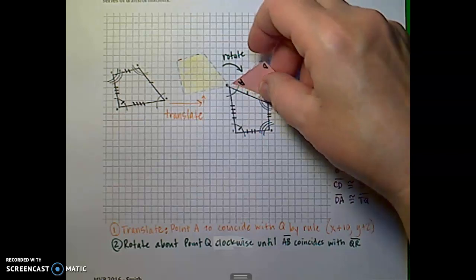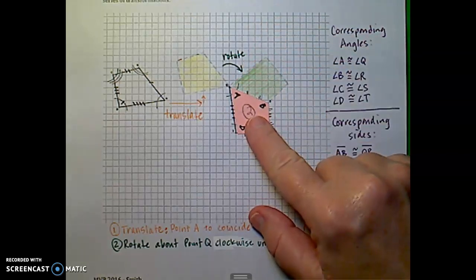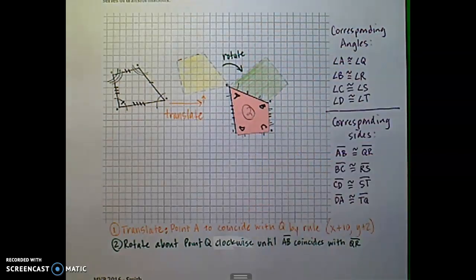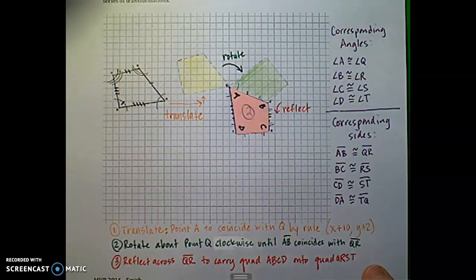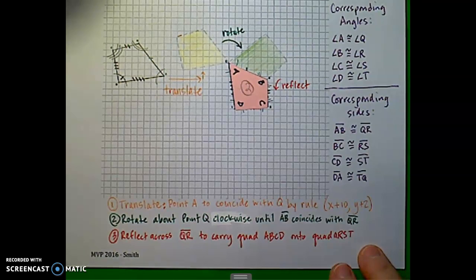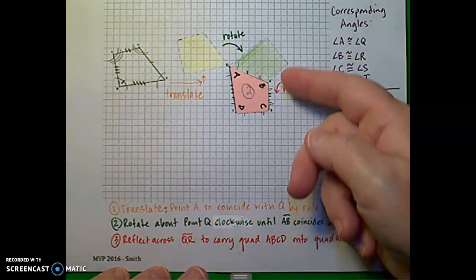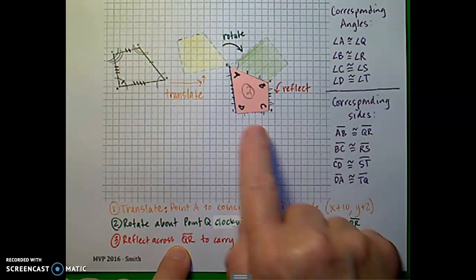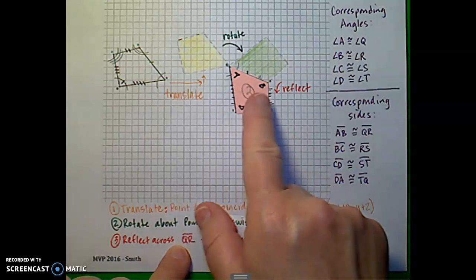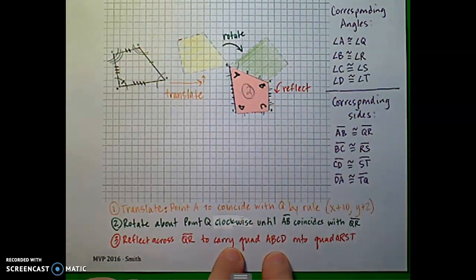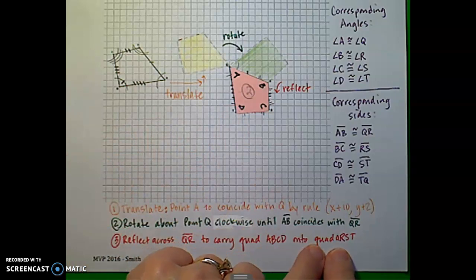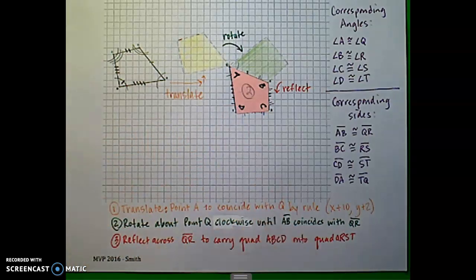And basically we're going to take this and reflect it right over like that, and then we'll be done. I'm going to write out those notes next. So I have finished my notes, and I have shown this reflection. Reflect across QR. You could also label it AB, but really it's QR, to carry quadrilateral ABCD onto quadrilateral QRST. We basically, via transformations, have proven that these two quadrilaterals are congruent.